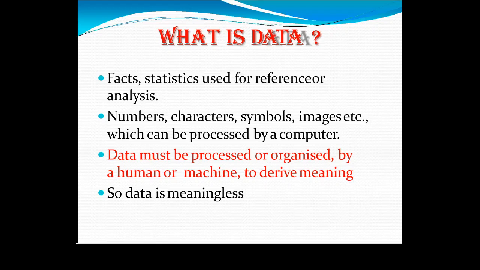What is data? Computer stores data in its memory. What is that data? Facts, statistics, those are used for reference or analysis, that is called data. Means data are raw facts and figures. These may be numbers, characters, symbols, images, etc., which can be processed by a computer. Data must be processed or organized by a human or a machine to derive meaning.